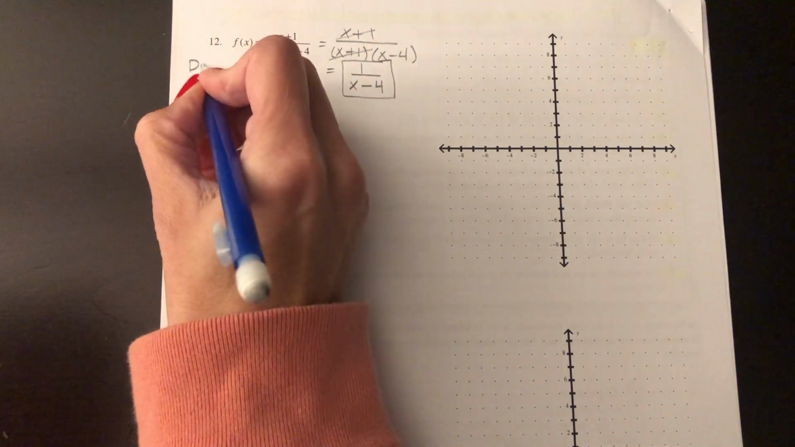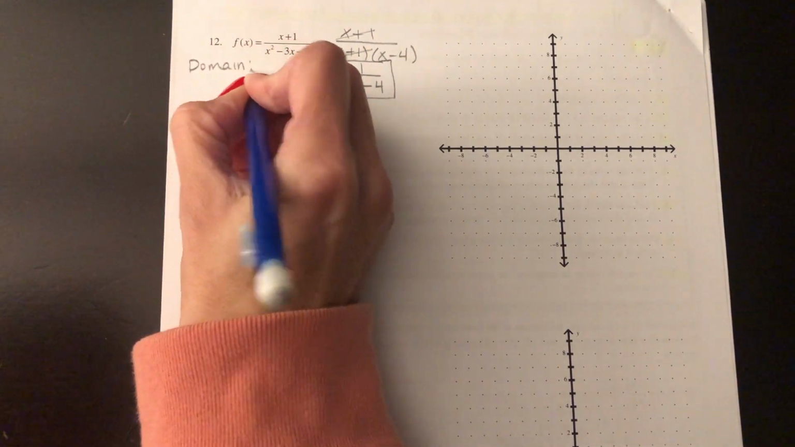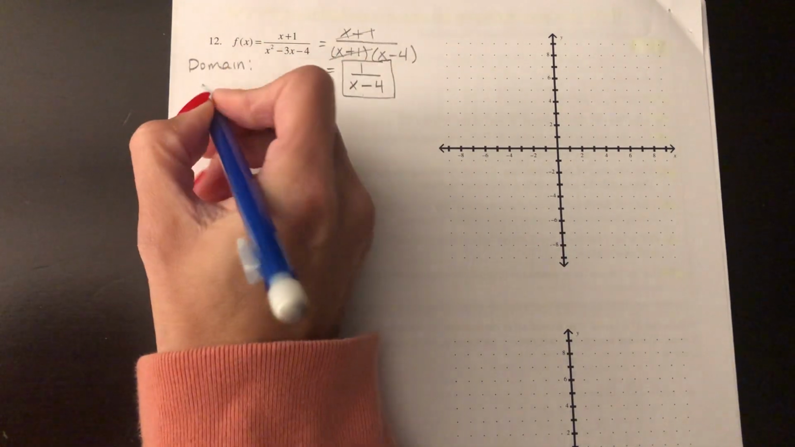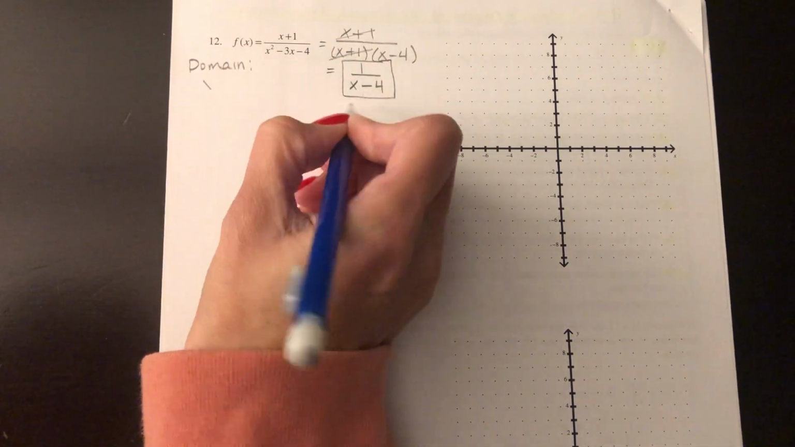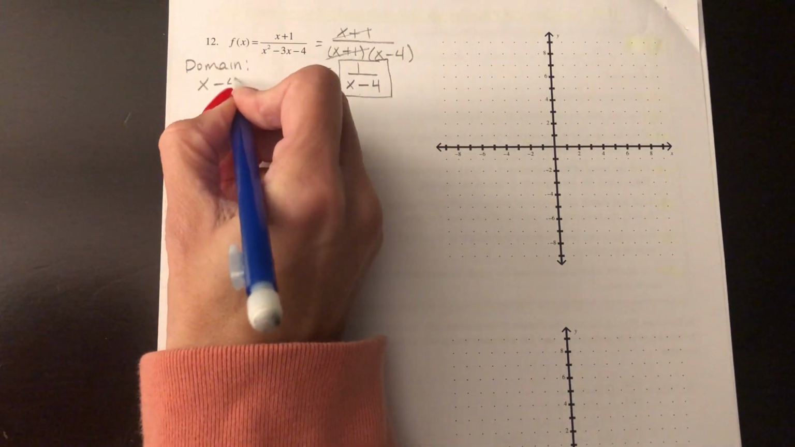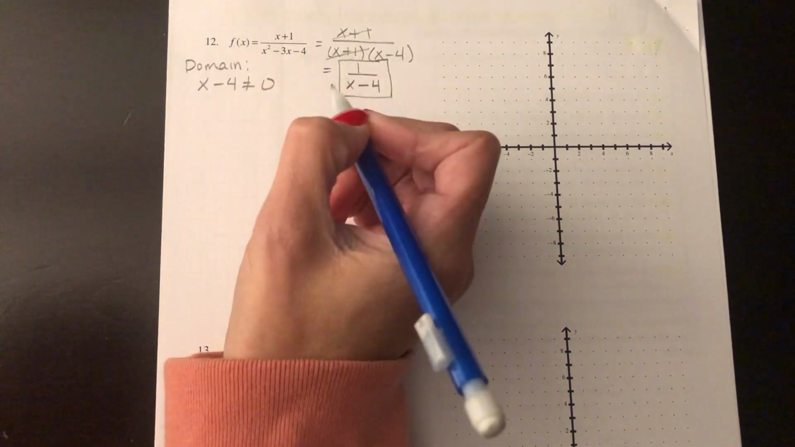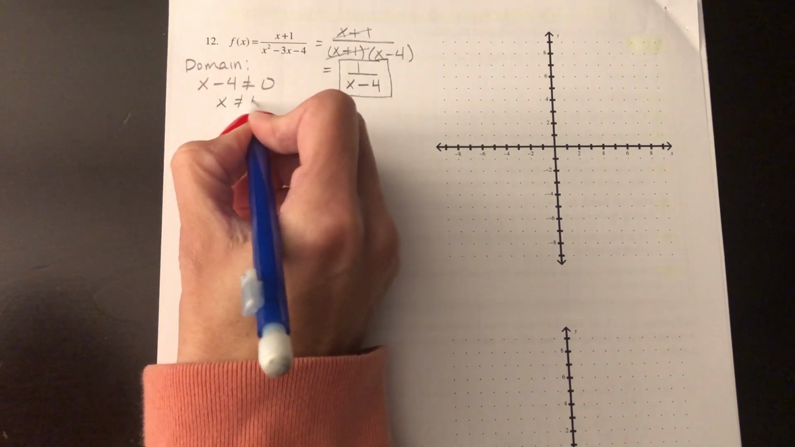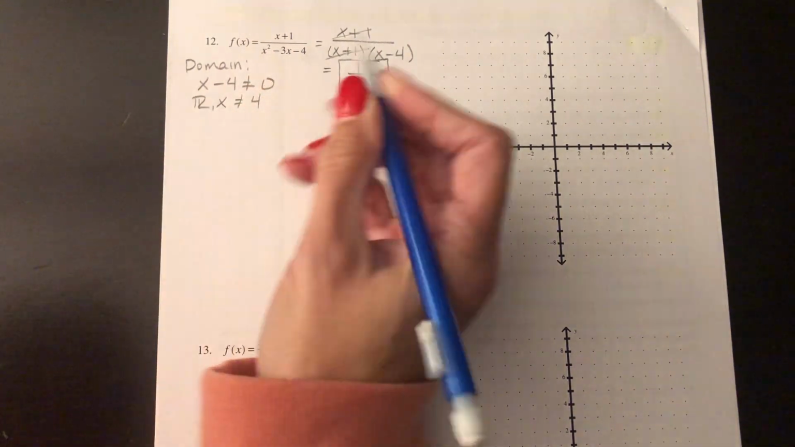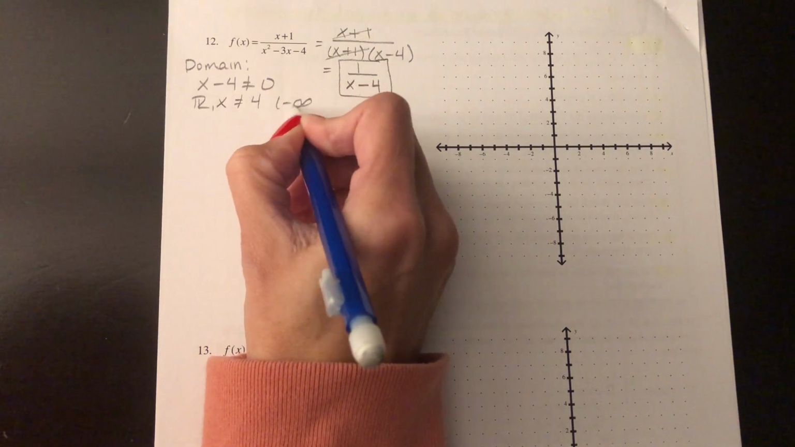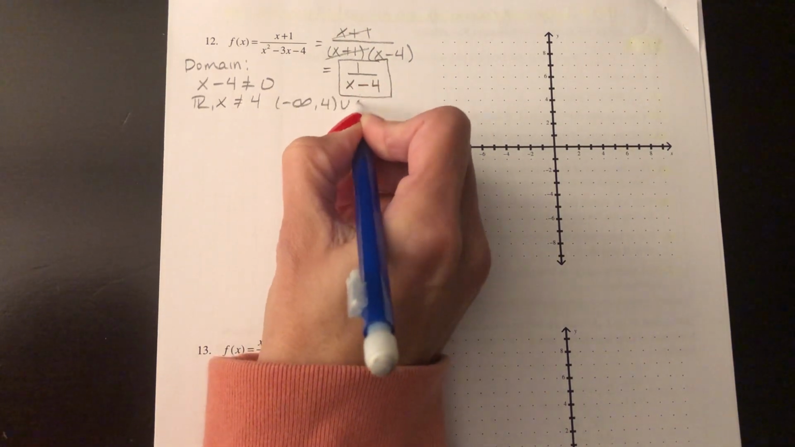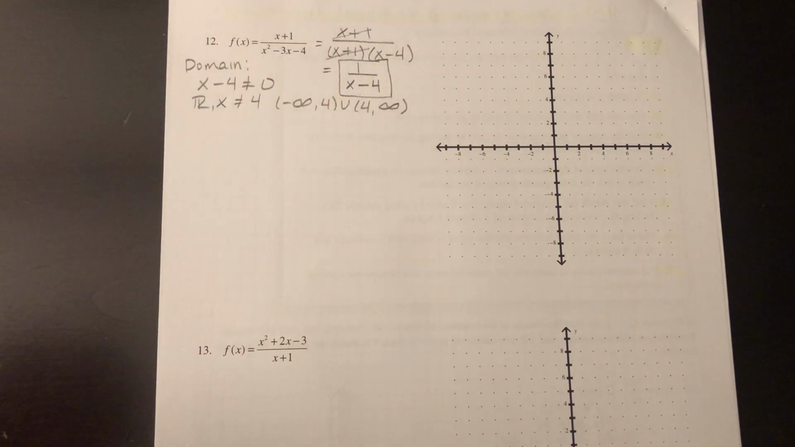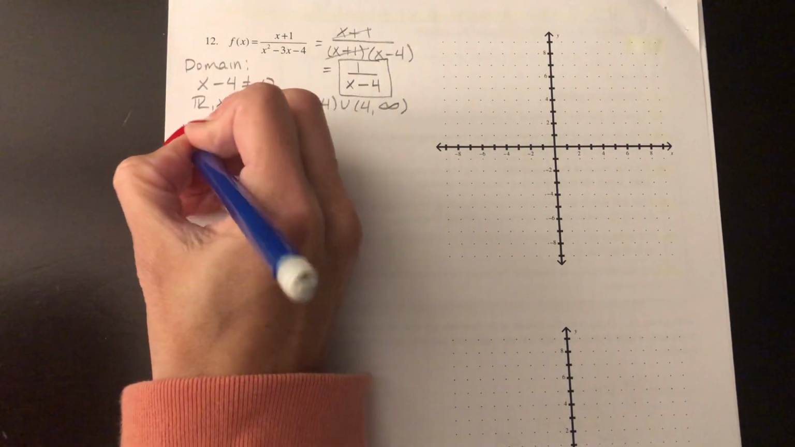So you would first find your domain, and you're using this simplified rational function there. So denominator cannot equal 0, so x cannot be 4. So all the reals except for 4, or if you wanted interval notation, you could write it in interval notation like that. Okay, now we're going to find the y-intercept.